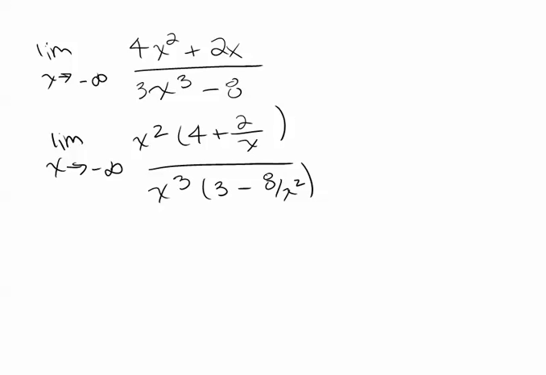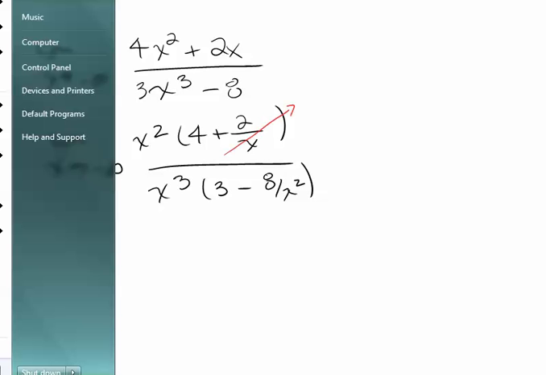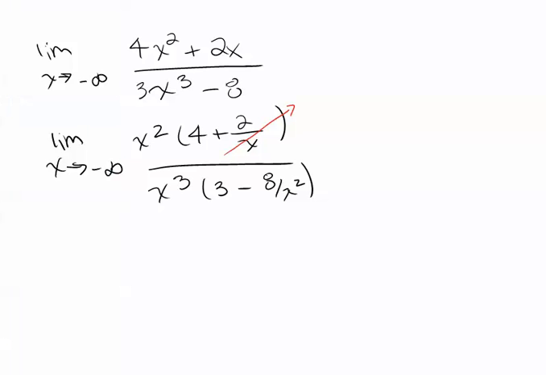Again, that would approach 0. So that term would become 0. This term would become 0. And we should simplify down as well. x squared over x would leave an x on the bottom. We would say that would be 4 plus 0. And on the bottom, we would have 3 minus 0. Okay, so we still have our x.